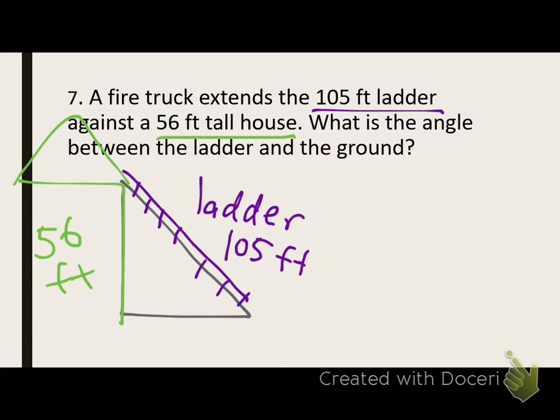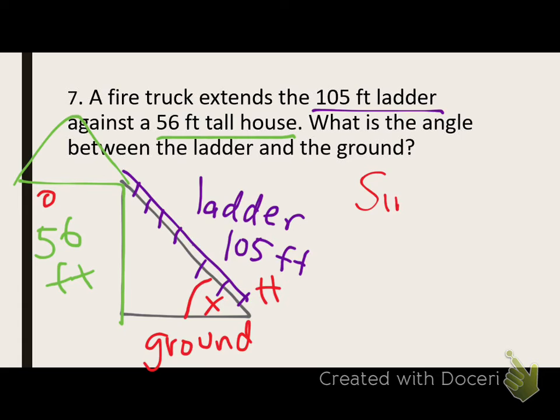There you go. What is the angle between the ladder and the ground? Where is the ground located? The bottom. So this is the ground. So our angle is between the ladder and the ground. So we're finding this angle. Okay, so we're going to use a trig ratio because we're finding an angle. Which one are we going to use? Sine. 56 is opposite, and 105 is my hypotenuse.